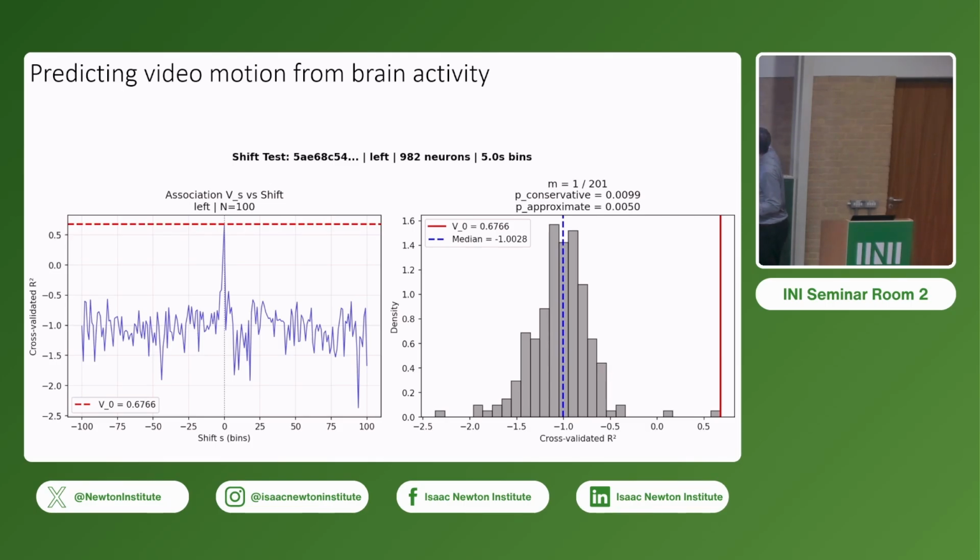And if we compute the p-value, we find that we get something very significant. The actual value is far outside either the conservative or the approximate distribution. We get strongly significant in either case.